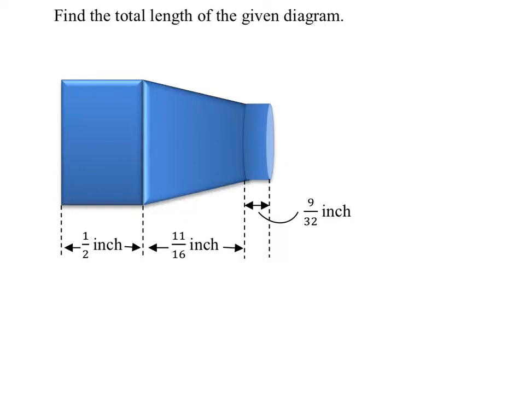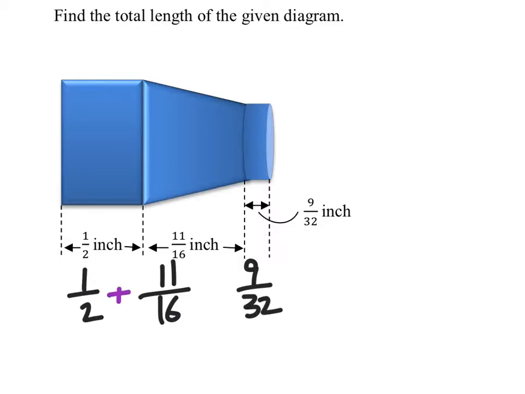We're just going to simply take all 3 of these values. We have the 1/2 inch, the 11/16 inches, and the 9/32 inches, and we are simply adding these together. Now we should notice that we do not have common denominators at this point, but that 32 is going to be a fabulous common denominator to use. So the 9/32 is just going to stay as 9/32 on this one.